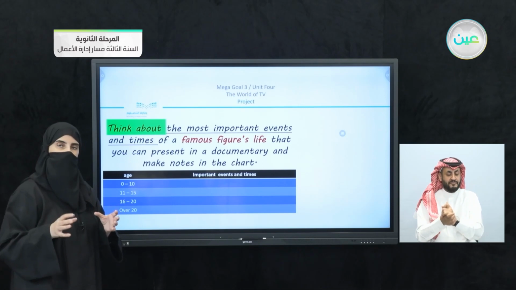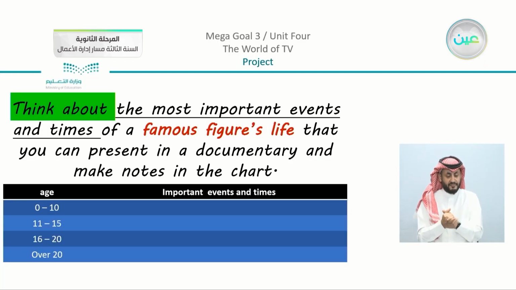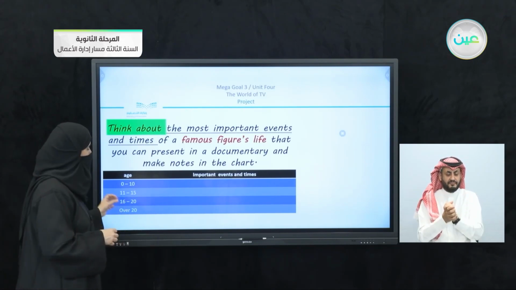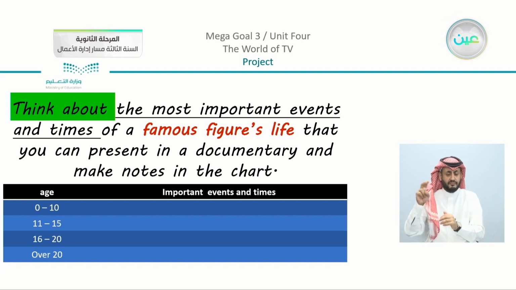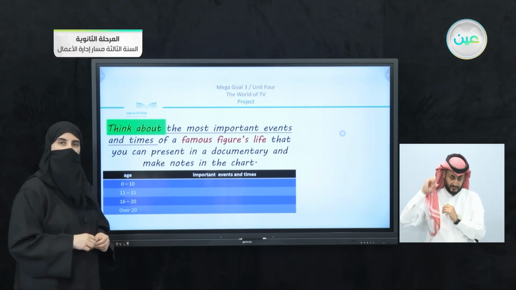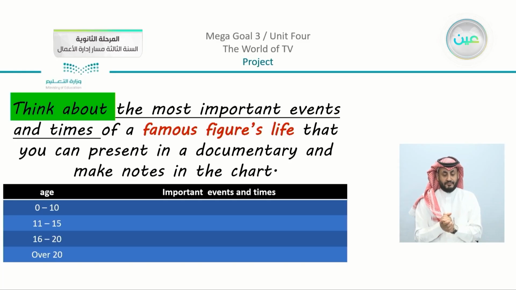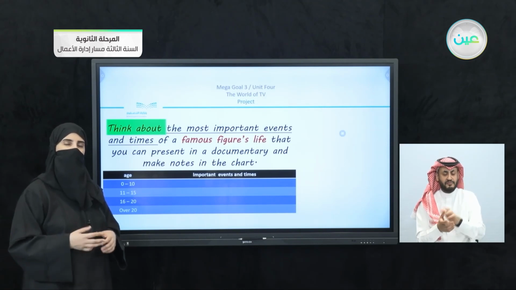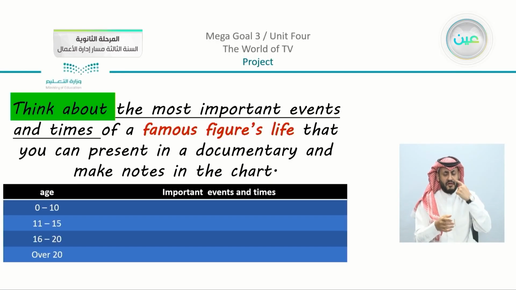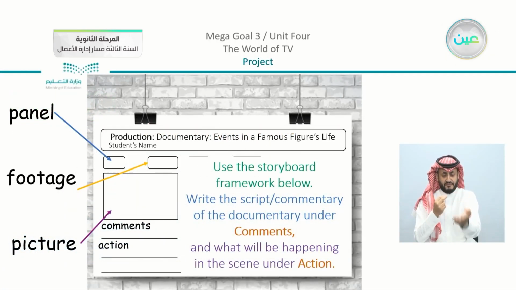So you are going to do the same. You're going to choose your figure. We have here the ages from 0 to 10, so from birth to 10 years. We have also from 11 to 15 as young children or teenagers actually. After that, from 16 to 20, completing their teenage age here. And we have here over 20. And we have on the other side the important events and times. So if you remember the figures that we talked about, how they started poor or in different circumstances and then they changed their lives, we are going to focus on these events here.